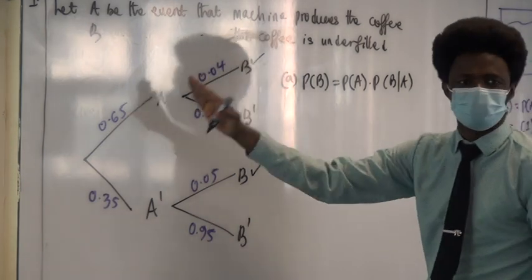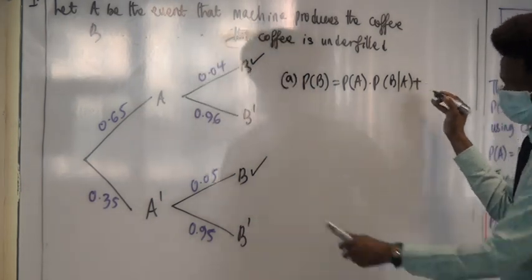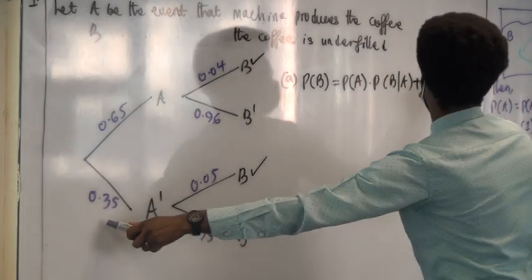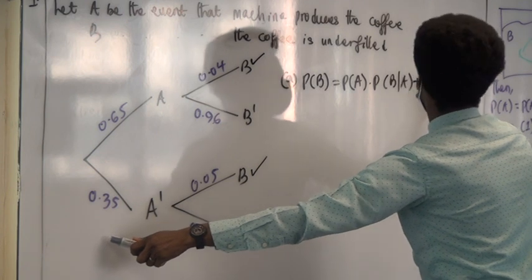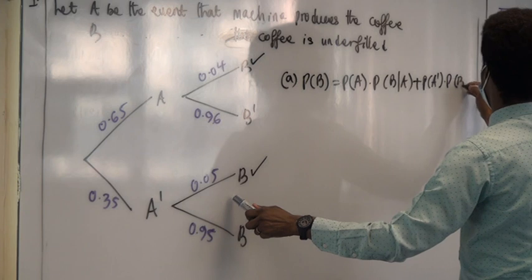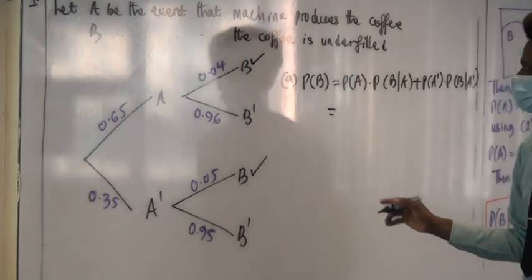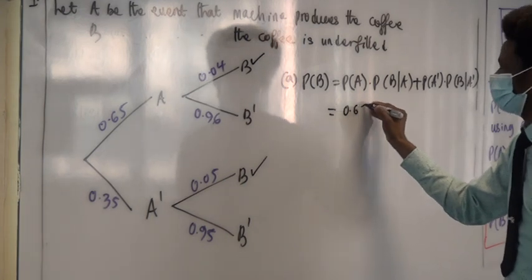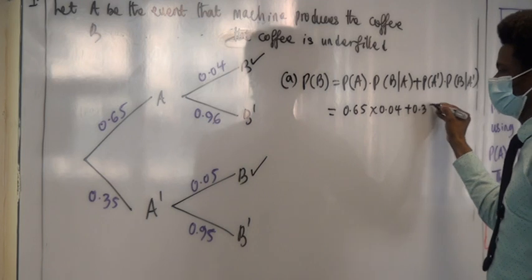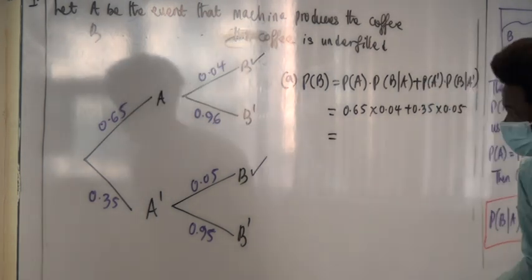So you can look at it from the tree diagram, if you don't even remember the formula. Plus, this one will be this times this, right? Or you could do this times this. So here is probability of not A times probability of B given not A. Very good. So we substitute: 0.65 times 0.04 plus 0.35 times 0.05.